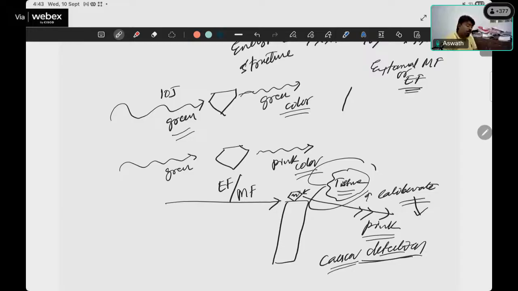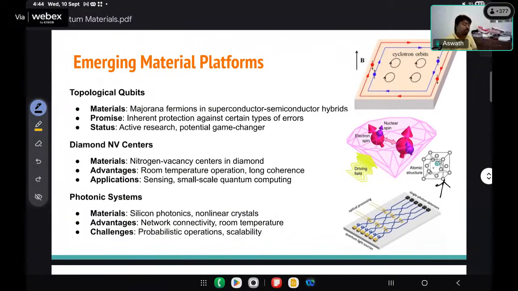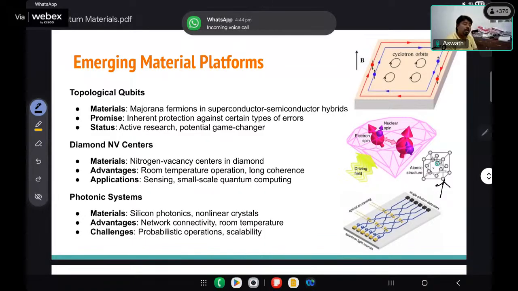So this is NV center based qubits or NV center based sensing, which people can use as an emerging platform. The applications are sensing and small quantum computing. And the advantage is it can work at room temperature. Beautiful. Working at room temperature means I don't need any cooling.